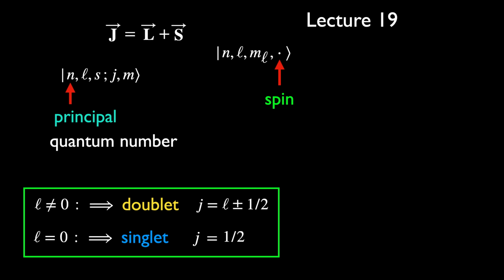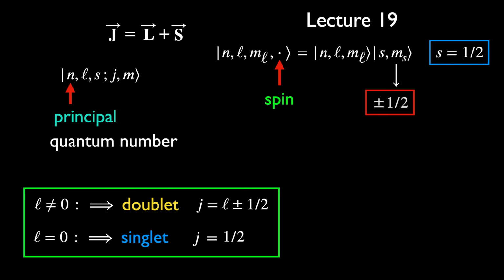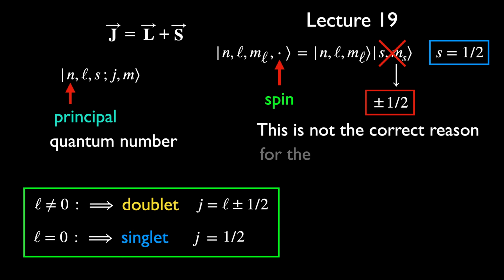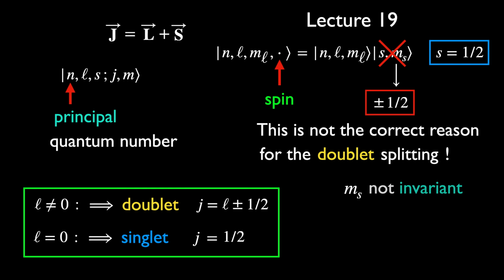The most direct way to do this is to attach an angular momentum state associated with this spin and choose s equals half to give the doublet. This seems to suggest that the energy splitting is the result of the spin projections having two different energies, which is plainly wrong since this would contradict our earlier argument about rotation symmetry. As ms is not invariant under rotation, it cannot influence an energy that is invariant. But on the other hand, J is invariant.